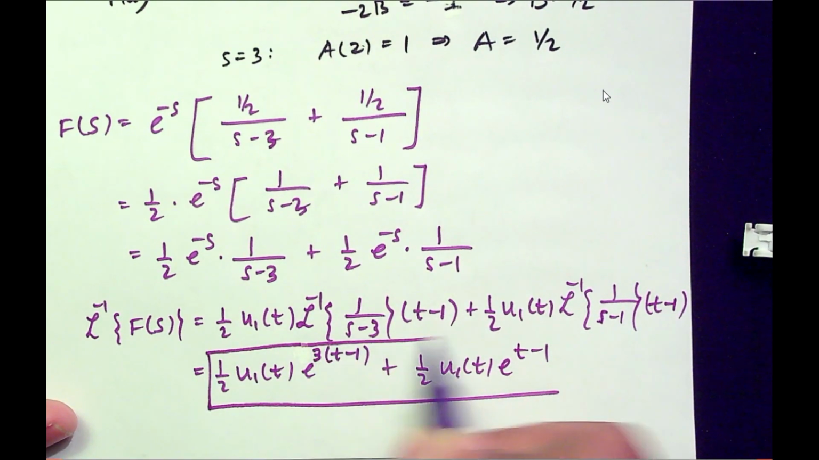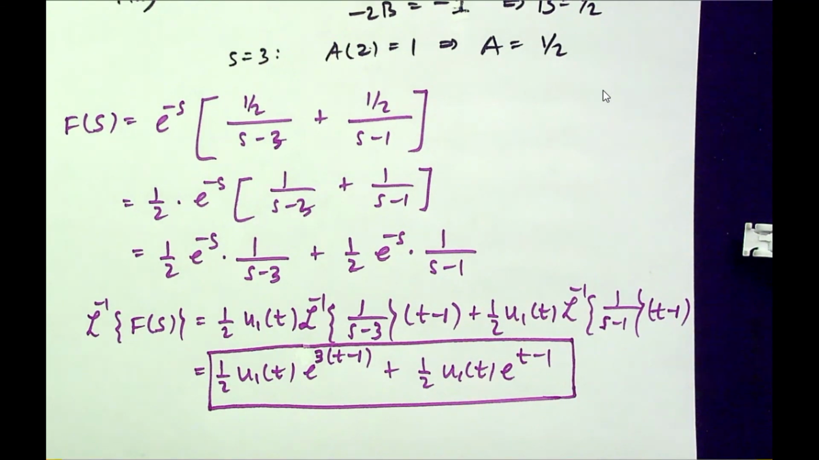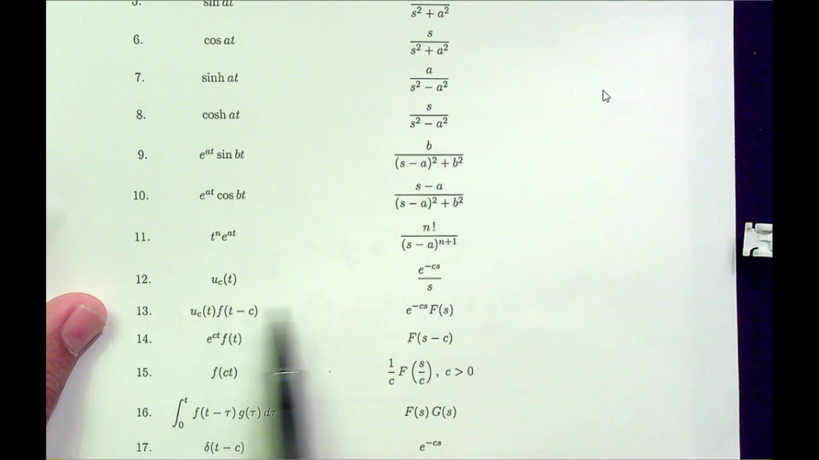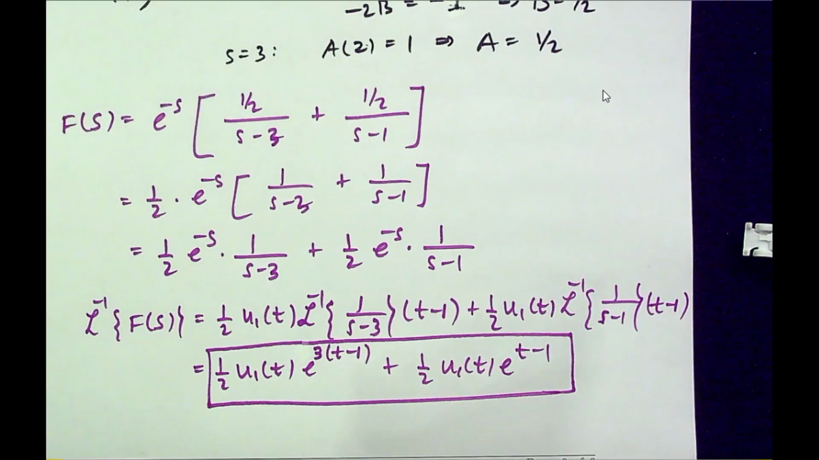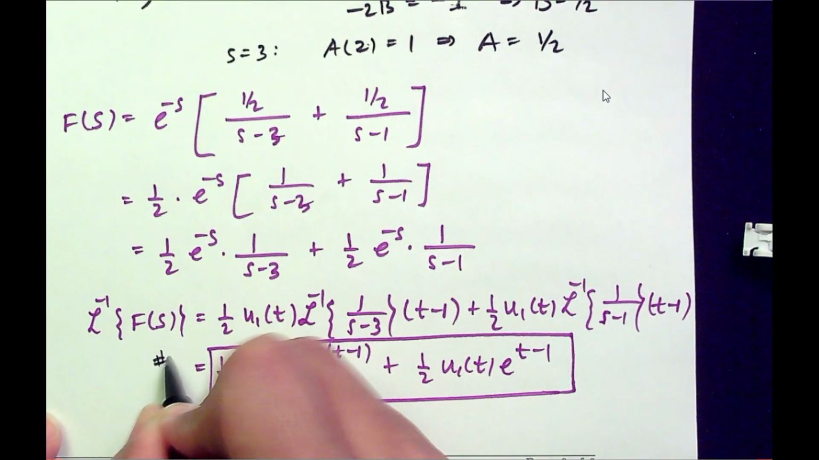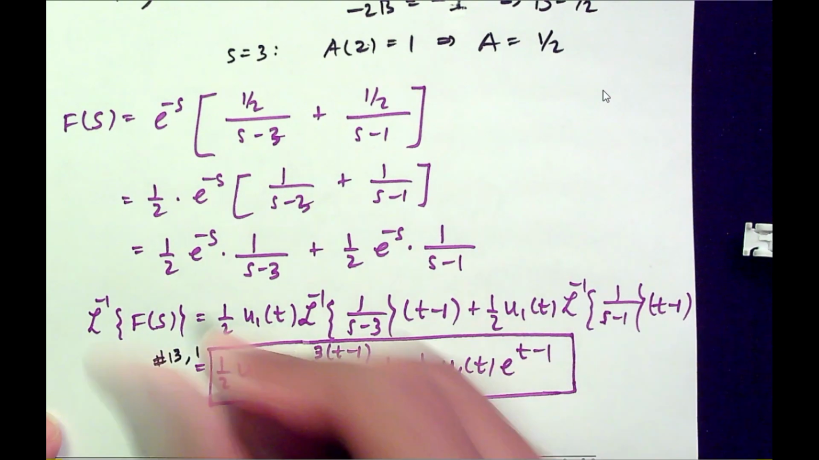And let me not forget about writing the formulas from the Laplace transform table that I used. We used number 2. This one is the one we keep using over and over. So 2 and 13. We use number 13 and we use number 1. Okay.